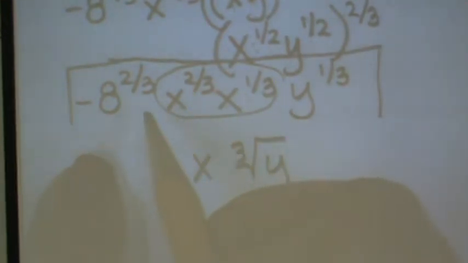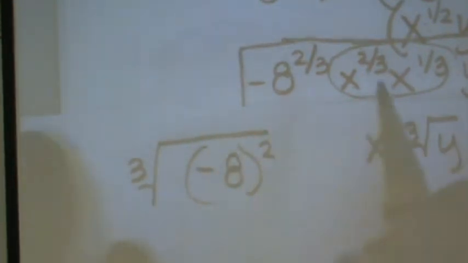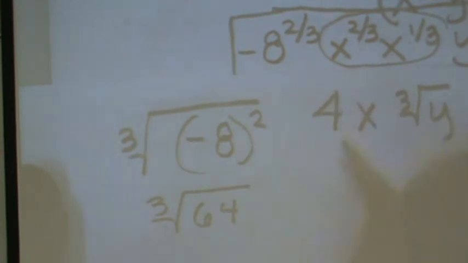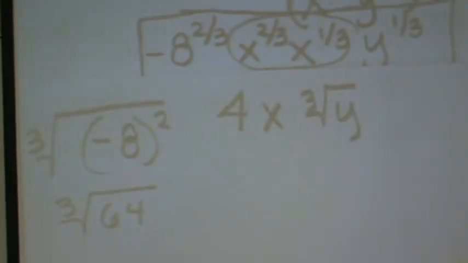But what's this? We've got this number, -8. We're gonna square it, and we have to take the cube root of it. So 64, so it's gonna be the cube root of 64, which is 4. So that's what's gonna come out. So the answer to this would be 4x cube root y. That's the grand finale.